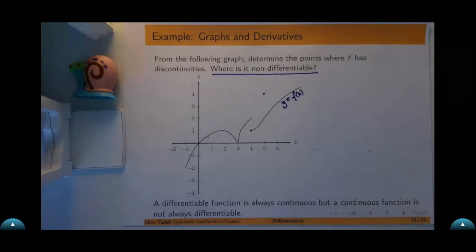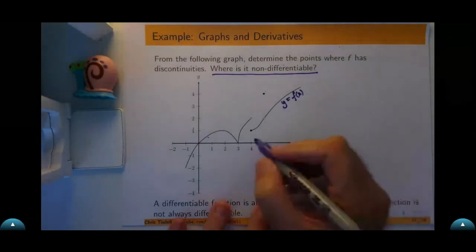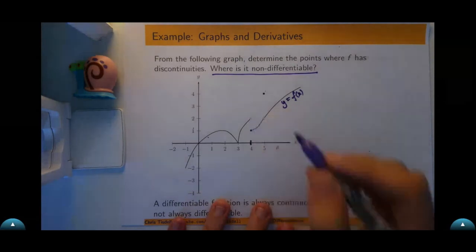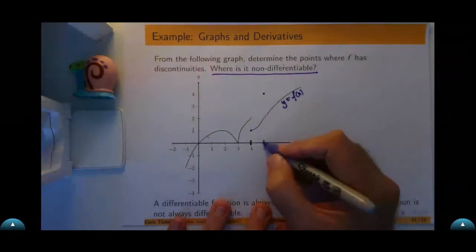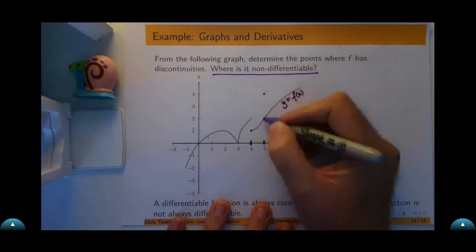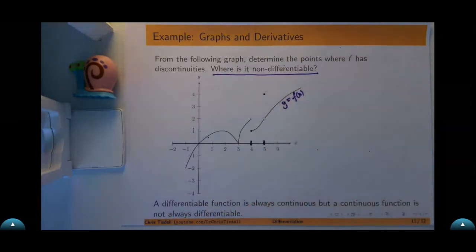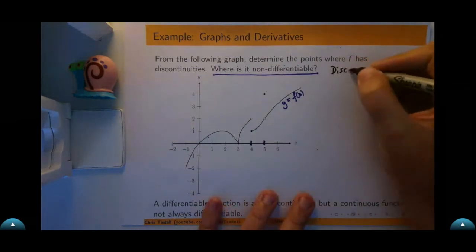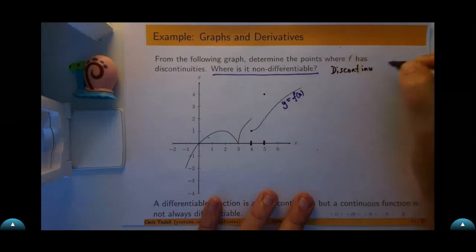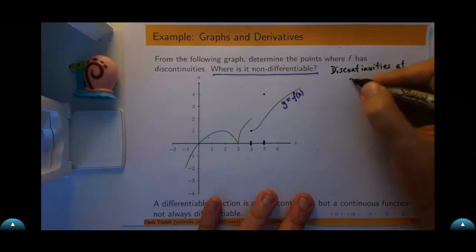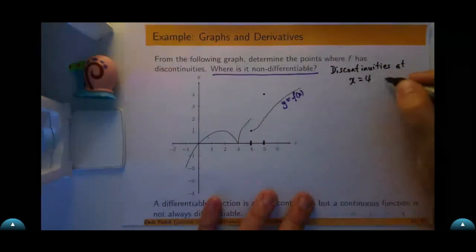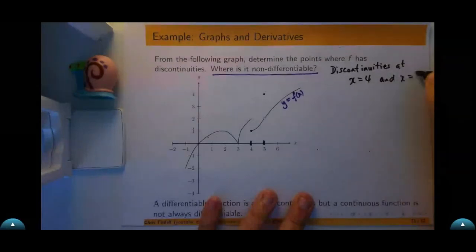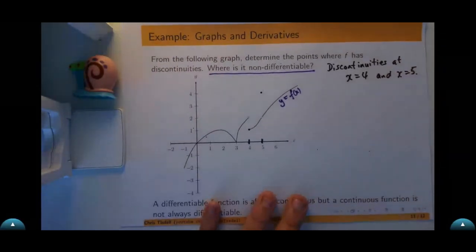There's obviously a point here where the graph jumps, and another point here where the graph jumps. So the discontinuities, and people are absolutely right, and you've raised a good question, Steve, are at x equals 4 and x equals 5.